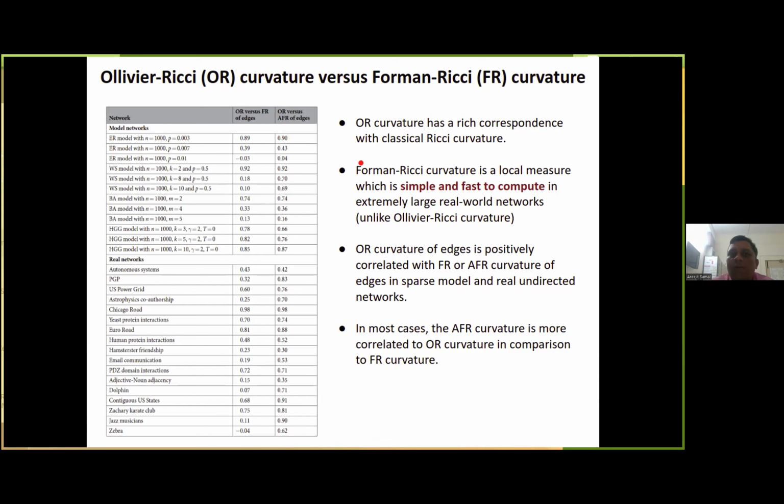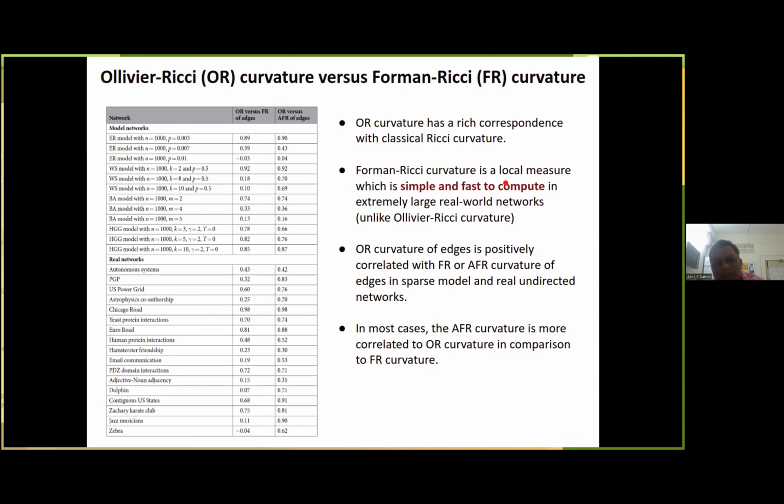Olivier-Ricci curvature has a linear programming problem to be solved, and it may not scale up to very large networks if you are analyzing networks with millions of nodes. So in such cases, Forman-Ricci curvature may act as a surrogate for Olivier-Ricci curvature. We are not particularly suggesting it as a surrogate, but you can apply it to real-world datasets. One thing we should note is that since Forman depends only on neighboring edges and neighboring faces, it is very simple and fast to compute.